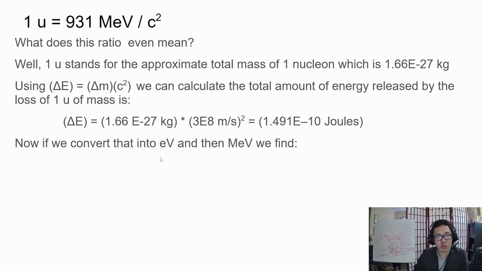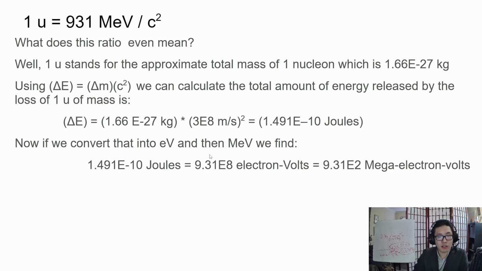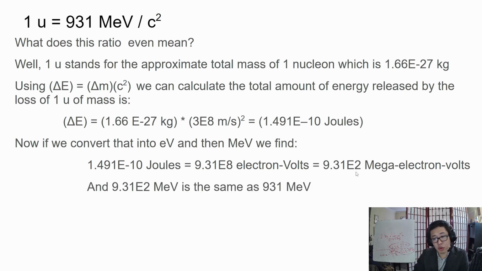So let's now convert this into electron volts, all right? And then later on, mega electron volts. So 1.5 times 10 to the negative 10 joules is going to be equal to 9.31 times 10 to the 8th electron volts, or 9.31 times 10 to the 2nd mega electron volts, right? If you think about 9.31 times 10 to the 2nd, that's the same thing as 931 mega electron volts. That's where the 931 mega electron volts is coming from. It's how much energy is being released if we convert 1 atomic mass unit worth of matter, right?